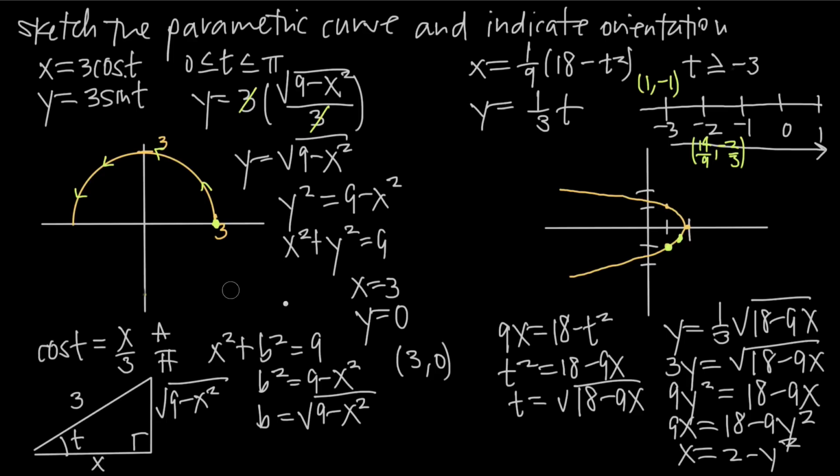So what we can do is remove this part of the curve that is not included on that interval, but we can also sketch our direction moving away from the initial point and heading this way. This graph then, with the indicated orientation, is the graph of this parametric curve given that t is defined as greater than or equal to negative 3. And that's how you sketch a parametric curve and indicate its orientation.